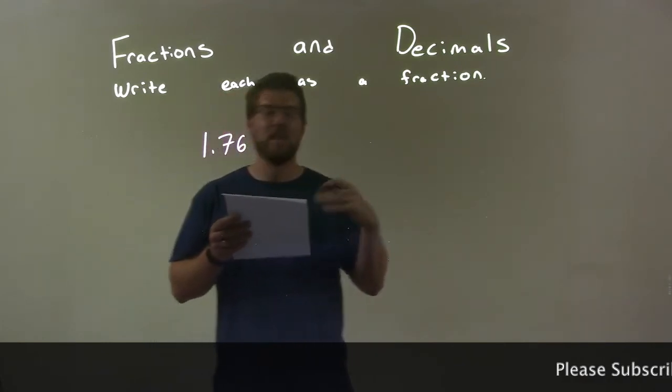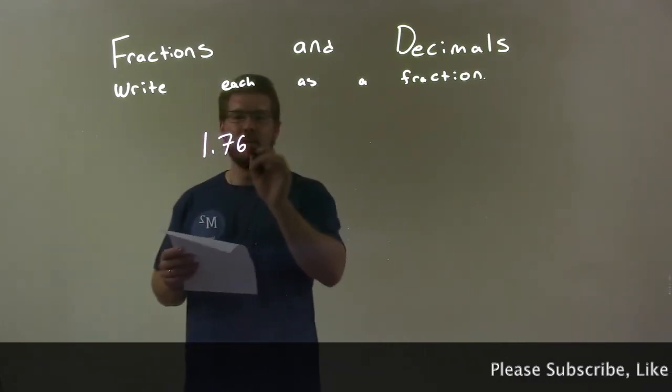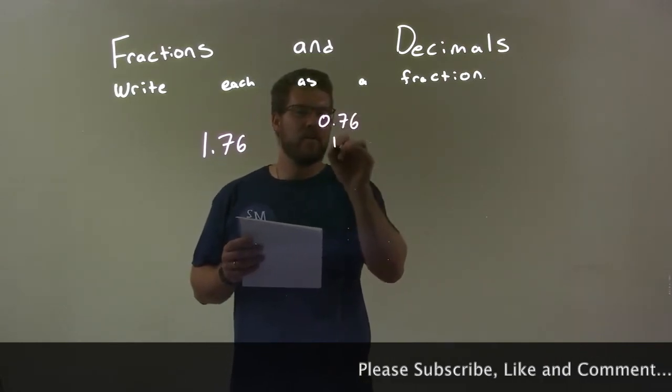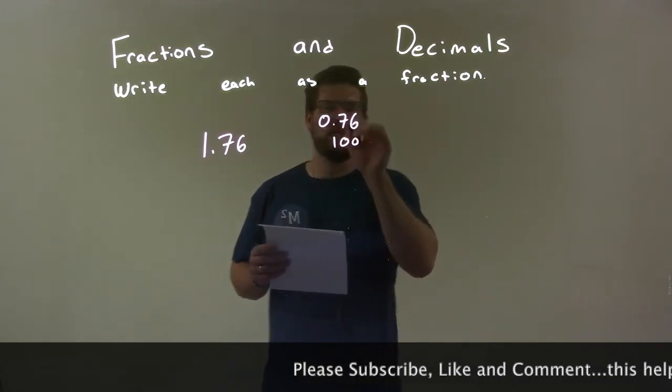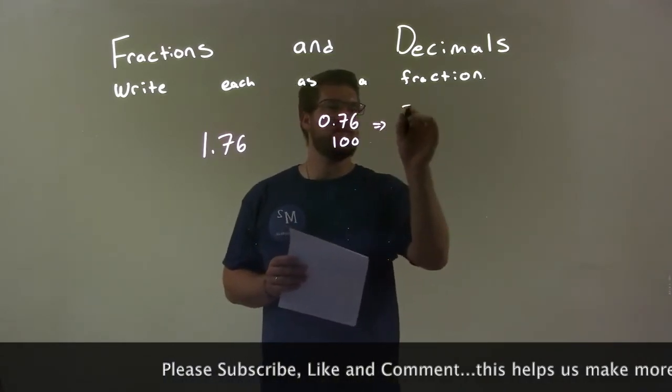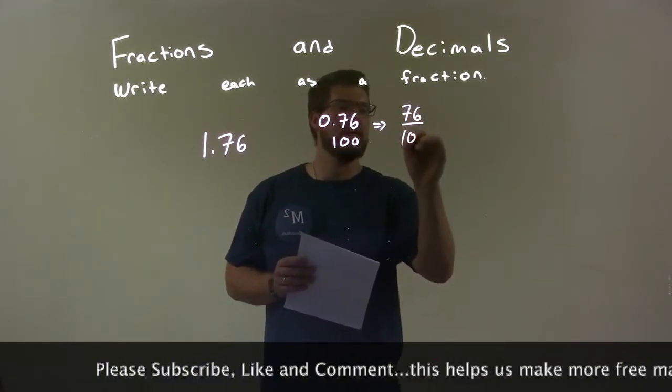1.76. And I had to write that as a fraction. Well, I take the 0.76, and I put a 1 where the decimal is and 2 zeros afterwards to match the 76. That lets me know that I can rewrite this to be 76 over 100.